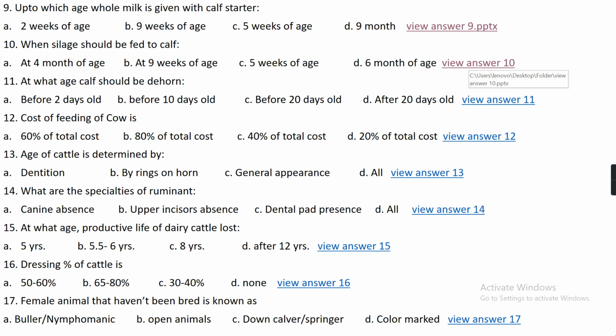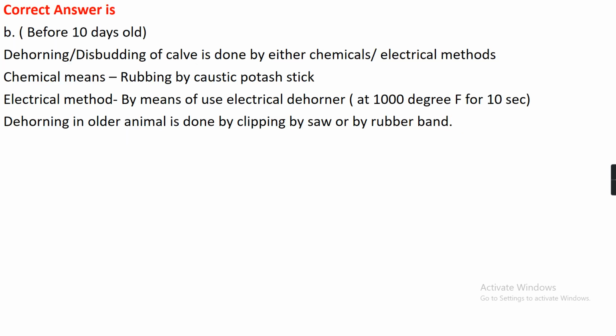Okay. Question number 11. At what age should a calf be dehorned? Option A, before 2 days old. Option B, before 10 days old. Option C, before 20 days old. Or option D, after 20 days old. The right answer is option B, that is before 10 days old.